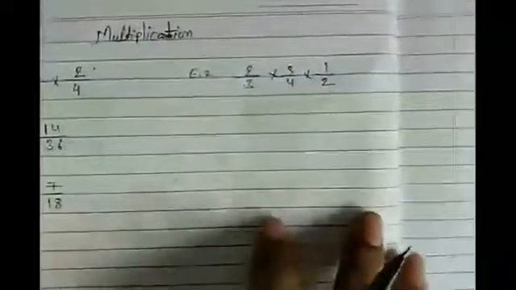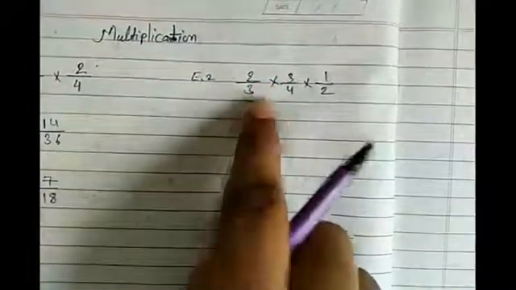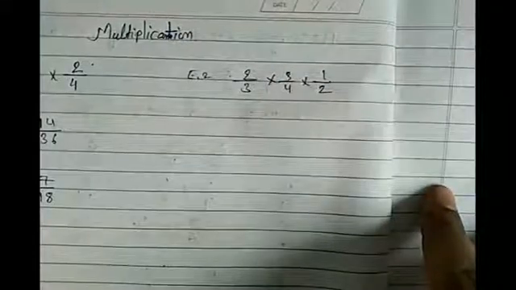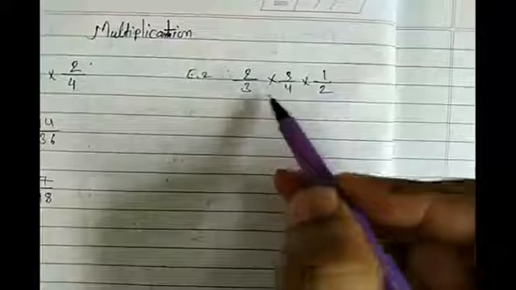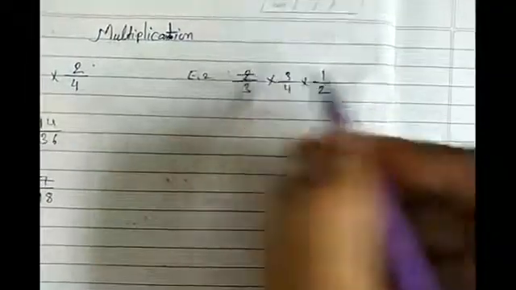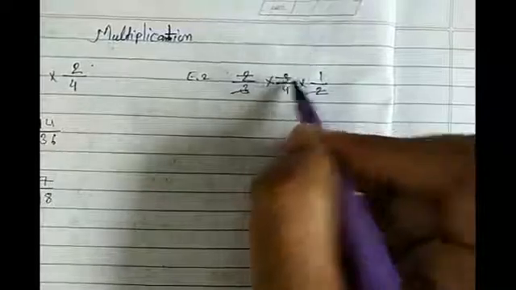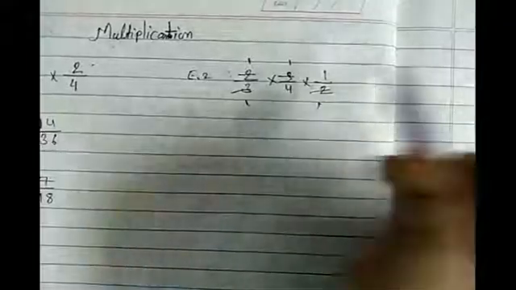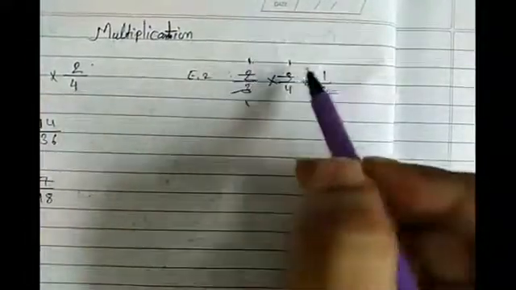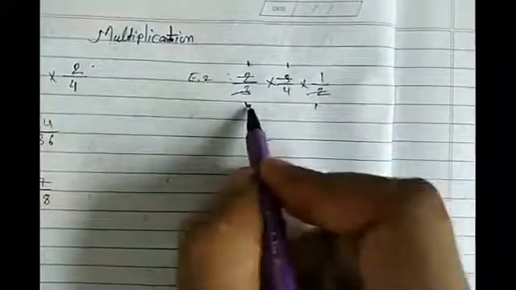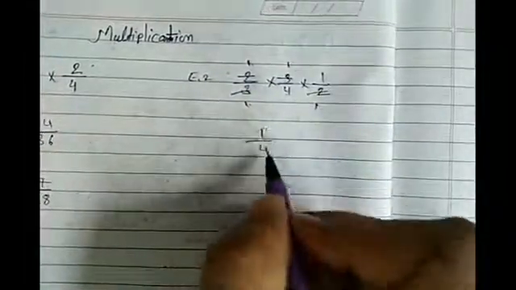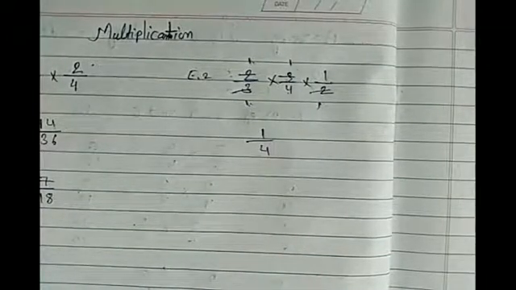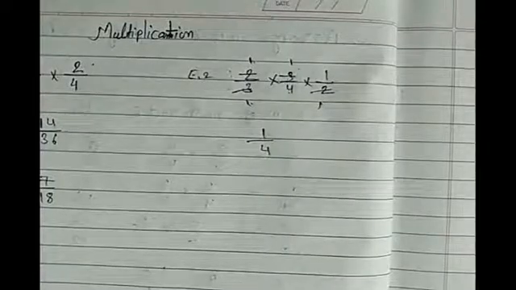One more example, multiply 2 upon 3, 3 upon 4, 1 upon 2. First see the question, if it is possible to cut short numerators with the denominators, just cut it. 2 cut by 2, 3 cut by 3. Now what we get? 1 left, 1 left, 1 left, 1 left. Now multiply numerators with numerators. 1 ones are 1, 1 ones are 1, 1 fours are 4, 4 ones are 4. Our answer is 1 upon 4. In this way, we have to do multiplication of fractions.